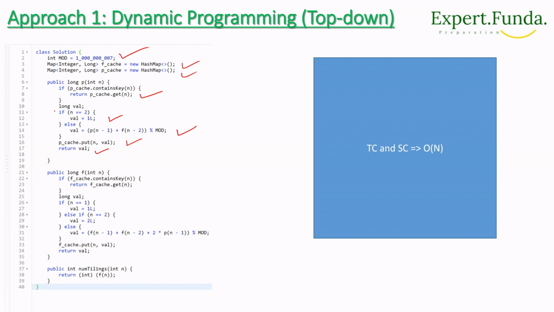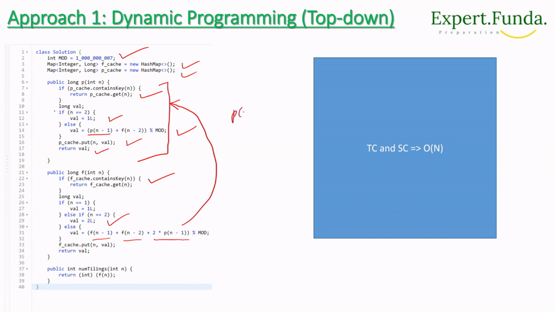The main function is f of n, right? So f of n will check in the cache, and if it contains the value, then fine. For the base case, if n equals 1, then we will return 1L. If n equals 2, we will return 2L. In the other case, we will calculate f of n minus 1, f of n minus 2, and 2 into p of n minus 1. And p of n minus 1, we already have the function, right? We have calculated it here. So this is the function we have got for p of n, right?